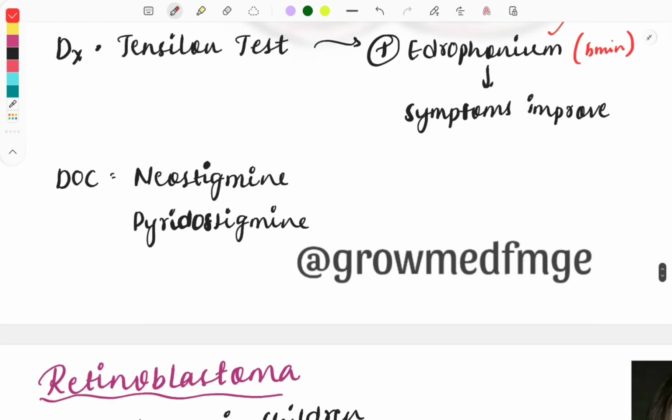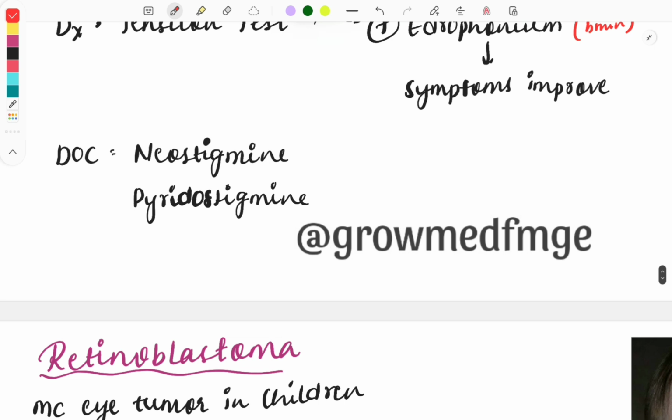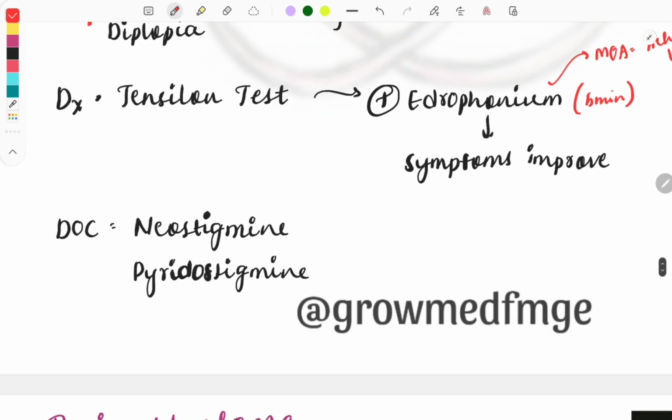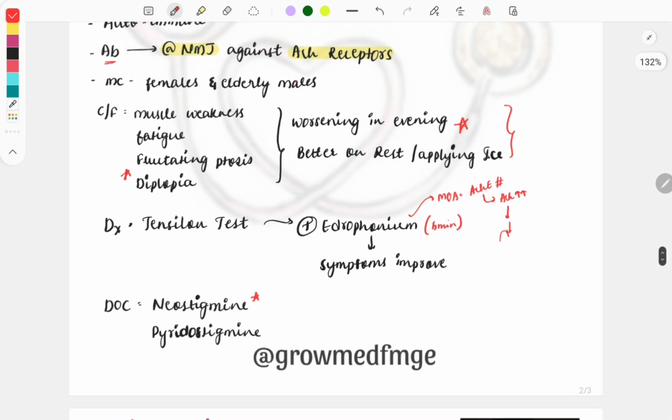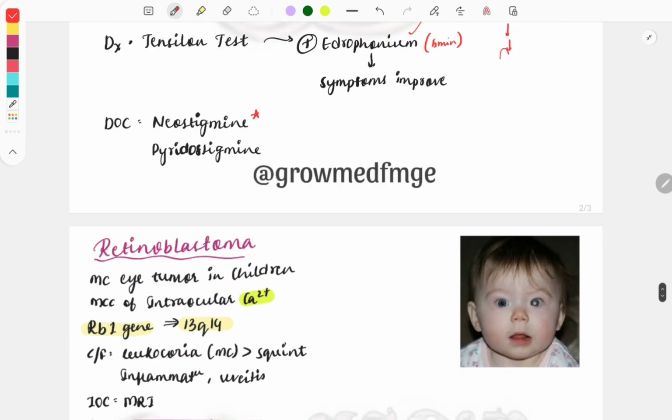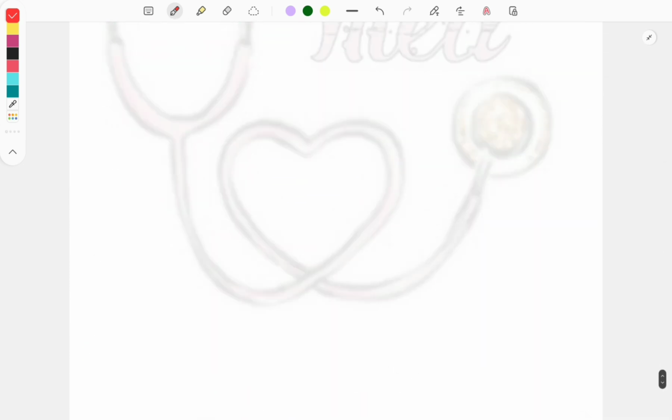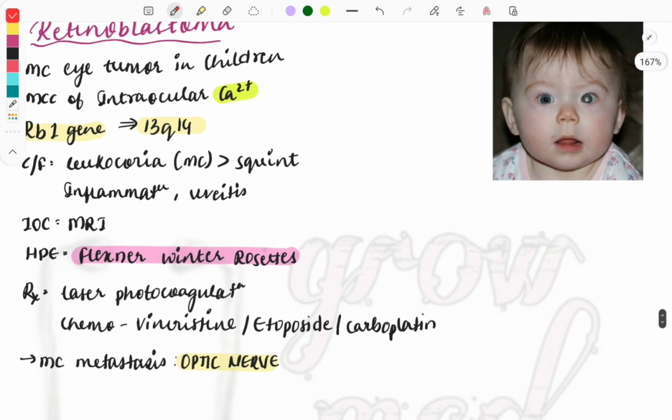Now the other thing is the drug of choice, which is neostigmine and pyridostigmine. Okay, so these are the drugs of choice, and these were all PYQs. So these are the points which you must know from myasthenia gravis. Okay, then moving on to the last topic for today's video, it will be retinoblastoma.